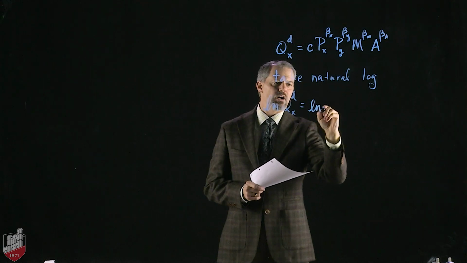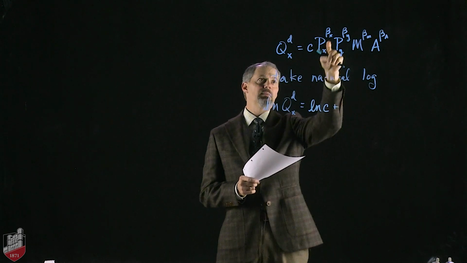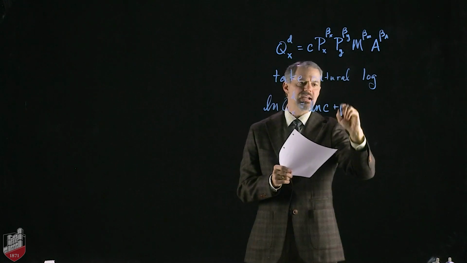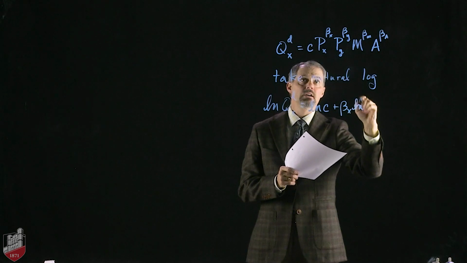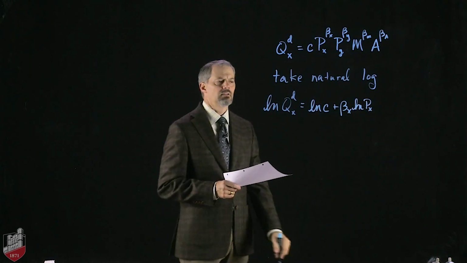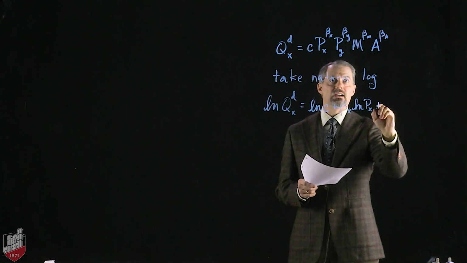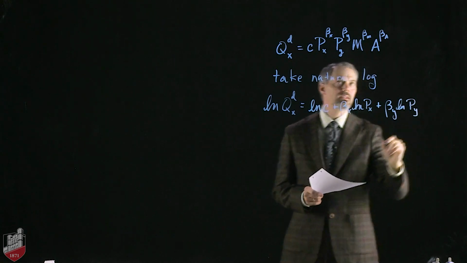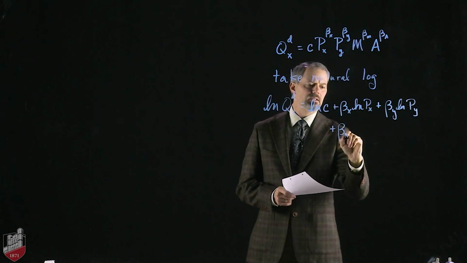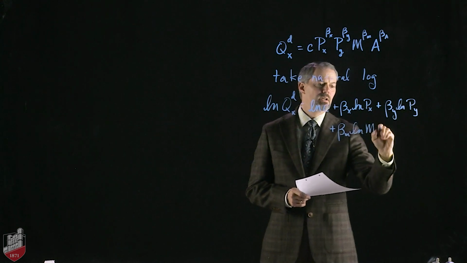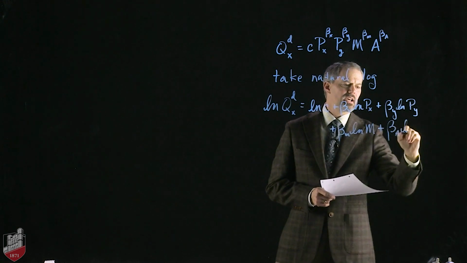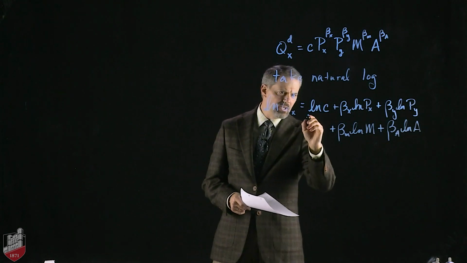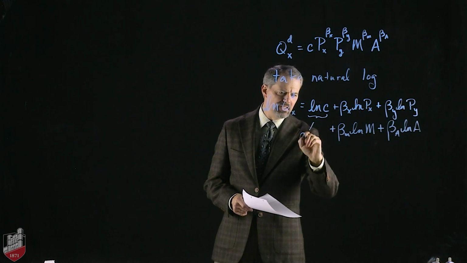So I'm going to use those properties. You're going to get the natural log of C plus, then I'm going to get the natural log of this term, but then I can put that power in front of it. You're going to get beta X times the natural log of the price of good X. And then plus beta Y times the natural log of the price of good Y. And then plus beta M times the natural log of income plus beta A times the natural log of advertising dollars. And this term right here, I'm just going to call beta naught.